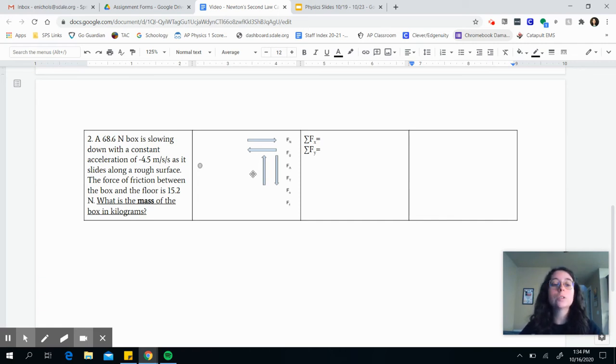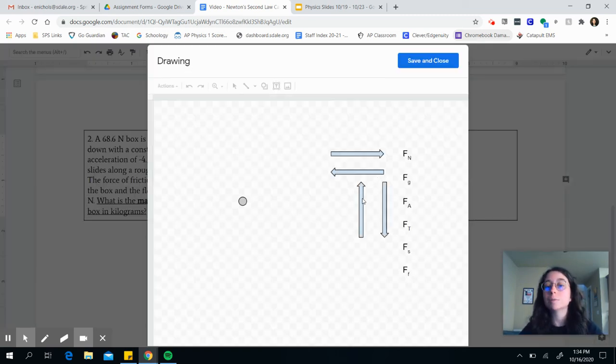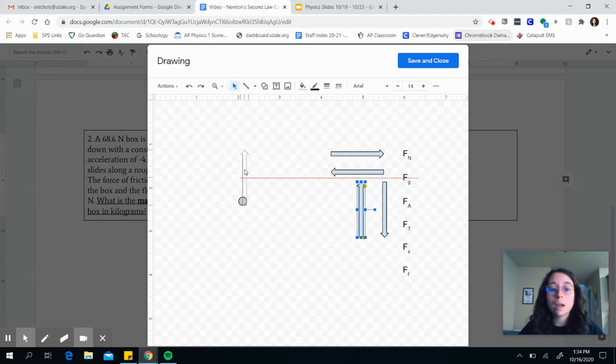Free body diagram first. So we have a box slowing down, we have a friction. It doesn't say anything about being pushed, so it's not being pushed. We don't have a force applied. It is on a surface though, so there should be a normal force. And we are on Earth, so there should be a force of gravity. So let's go ahead and set up our free body diagram just with that information. I've got a normal force going up. I've got a force of gravity going down.